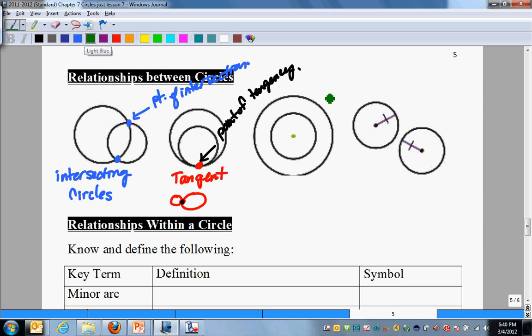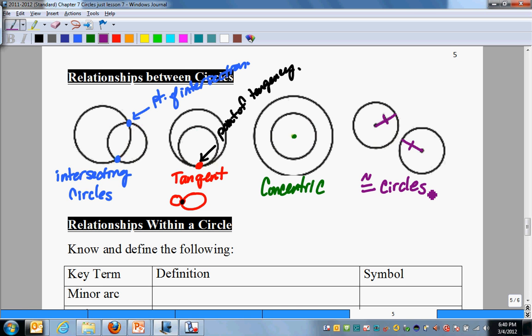Circles one inside the other, exactly at the same distance from the center all the way, those would be considered concentric circles. And circles which have the same length of radii, where the radii are exactly congruent, we would call those congruent circles.